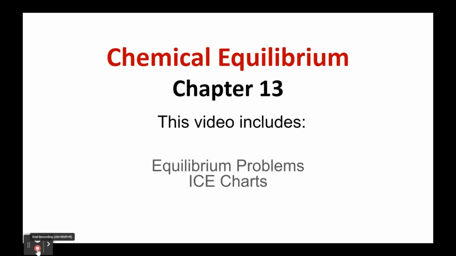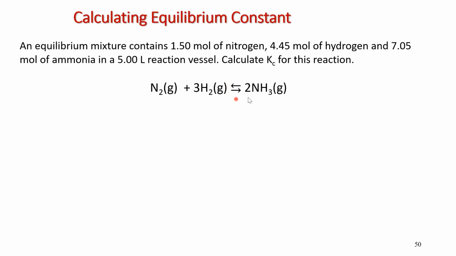Hello, this video includes information on equilibrium problems and ICE charts. So we're looking at a reversible reaction. The reaction is at equilibrium. We're given equilibrium values for the nitrogen, the hydrogen, and the ammonia.